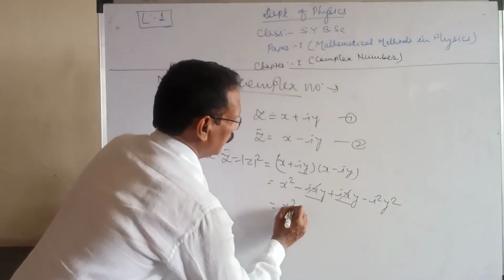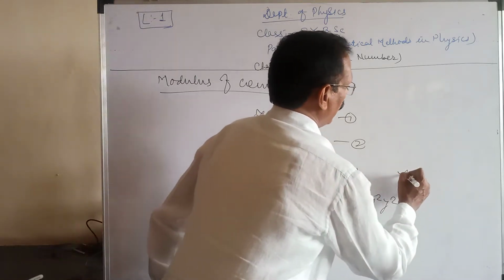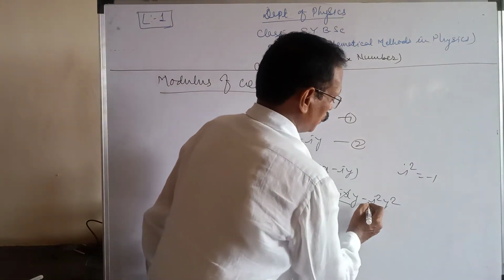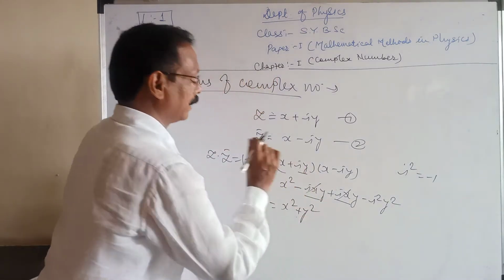So we get x square. Now remember, i square is equal to minus 1. So minus i square is plus 1, and it is x square plus y square.